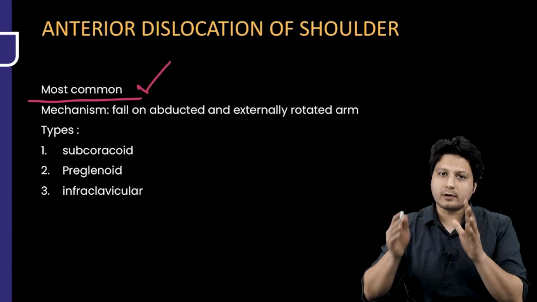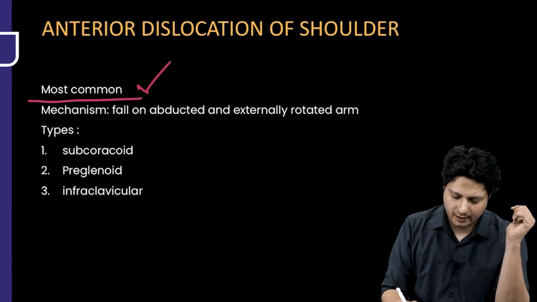And how to compromise the limb? By getting an impact on the limb. How to get the impact on the limb? By placement of the limb into abduction and external rotation. So there will be a fall on outstretched arm. That means fall on abducted and externally rotated arm.